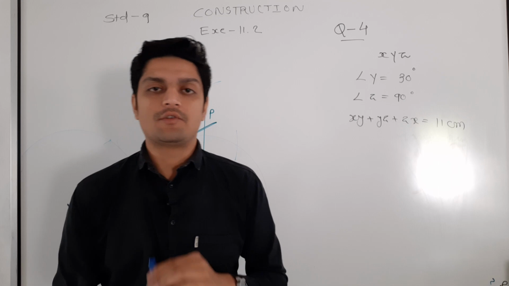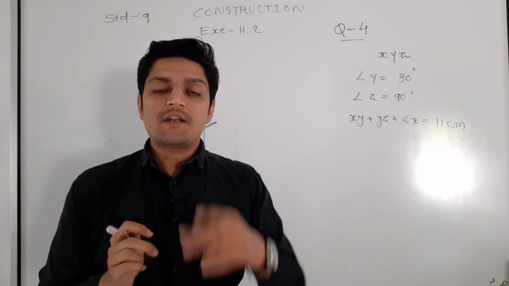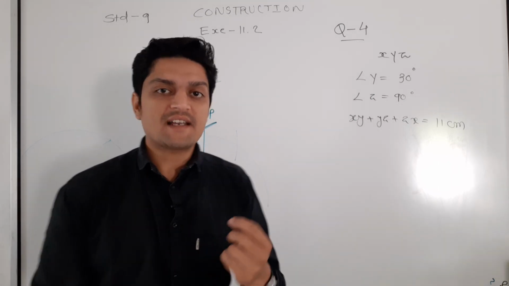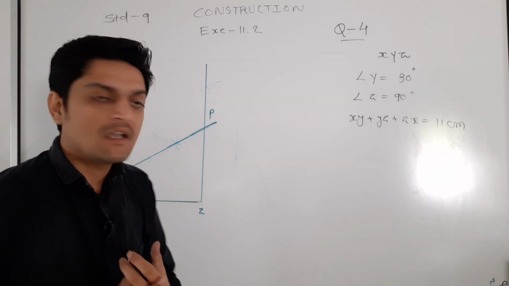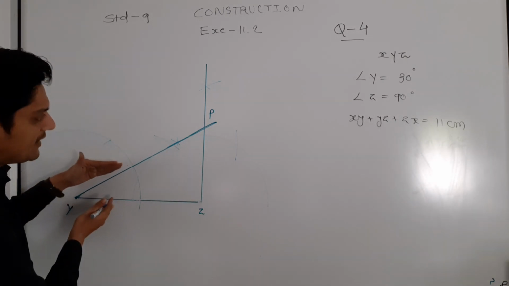Then now what to do? Its bisector we have to find. Which bisector? This main triangle's bisector we have to find. This is already 30 degree.